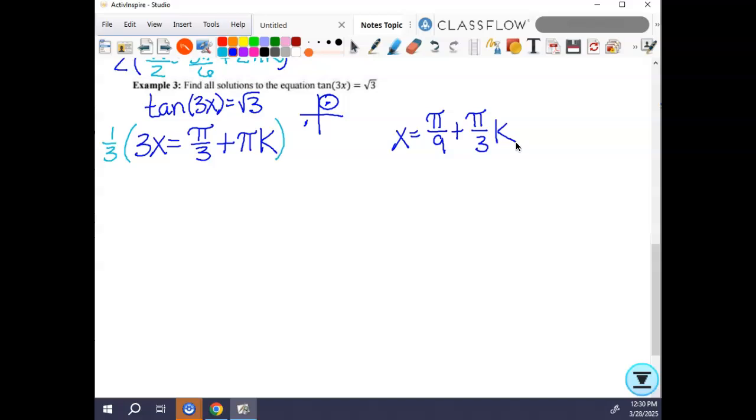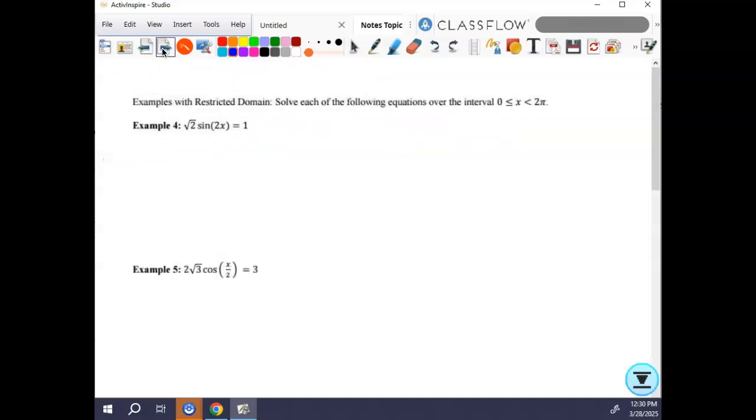All right, so this is when I have an infinite amount of answers. What happens when we have an interval that we are narrowed down to, 0 to 2 pi? When that happens, we are going to take care of the interval first. Since it's not written every time, I want you to go ahead and write it out again. 0 is less than or equal to x, which is less than 2 pi.